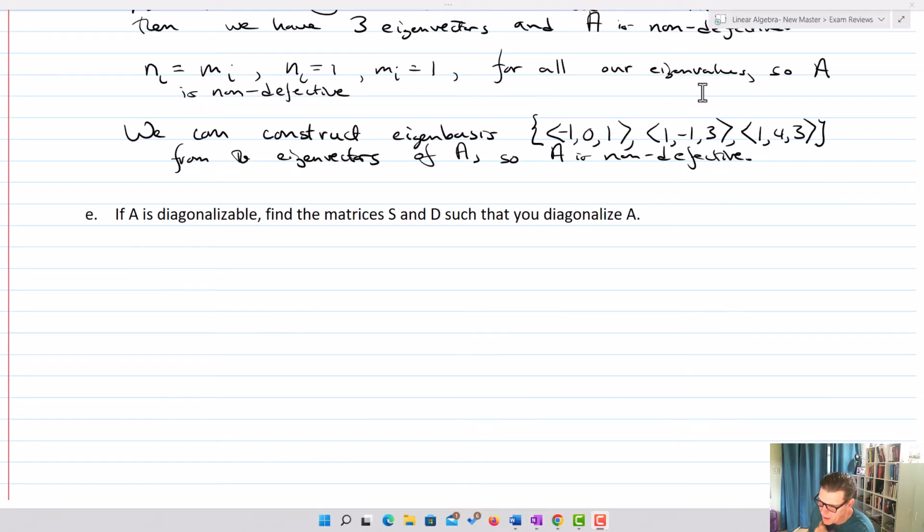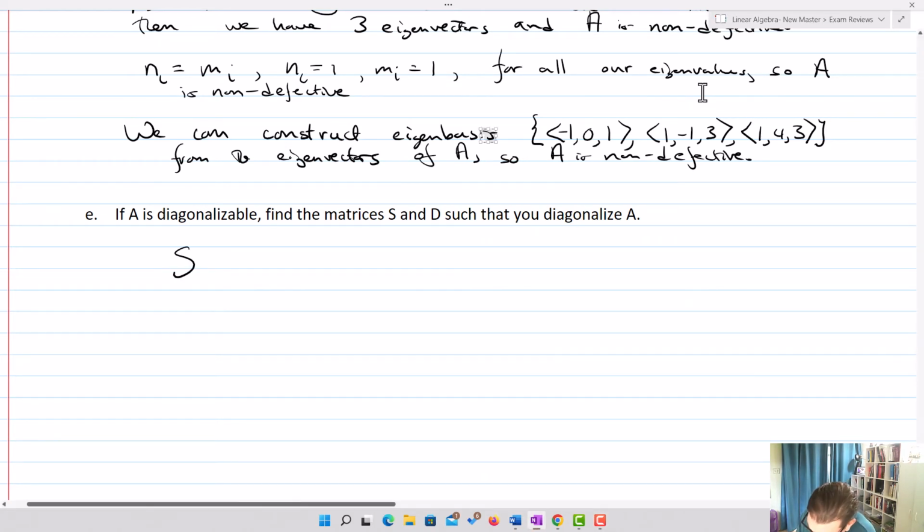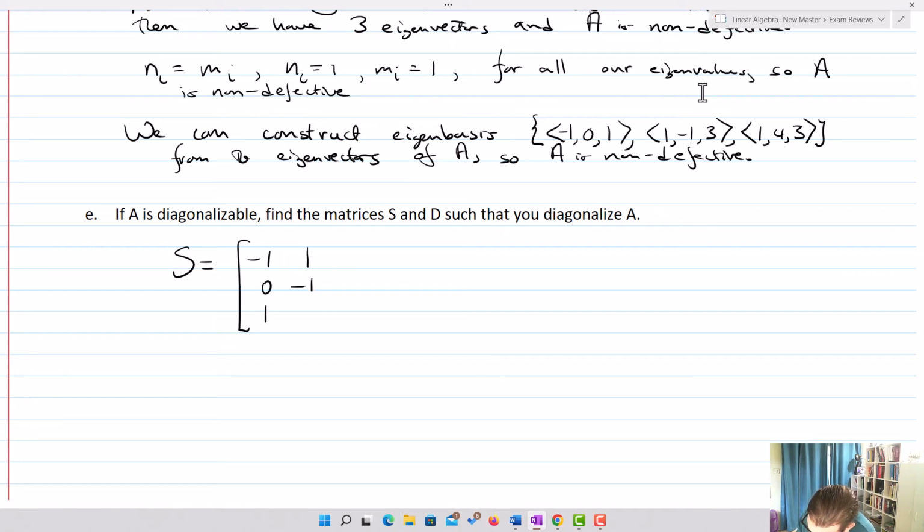Now if A is diagonalizable, find the matrices S and D such that you can diagonalize A. So S is going to be the matrix of our eigenvectors. This is going to be -1, 0, 1, 1, -1, 3, 1, 4, 3, your matrix of your eigenvectors. And then D is going to be the matrix of your eigenvalues. Just make sure that they're in the right order. Okay, they're in the right order. So remember, this is lambda equals -1. This is lambda equals -2. And this is lambda equals -3.